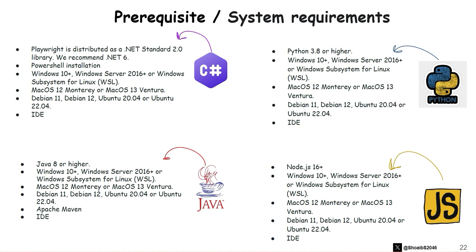For Python, you need Python 3.8 or higher, Windows 10 plus, macOS, Debian, and Visual Studio Code as an IDE is enough. For JS, Visual Studio Code is also enough as an IDE, and you need Node.js 16 plus. So these are basically the prerequisites and the system requirements before you start writing.